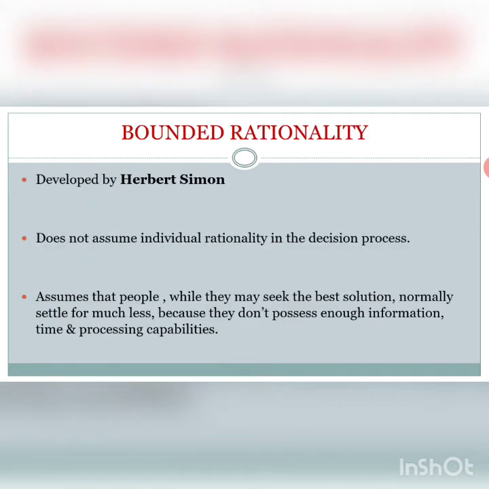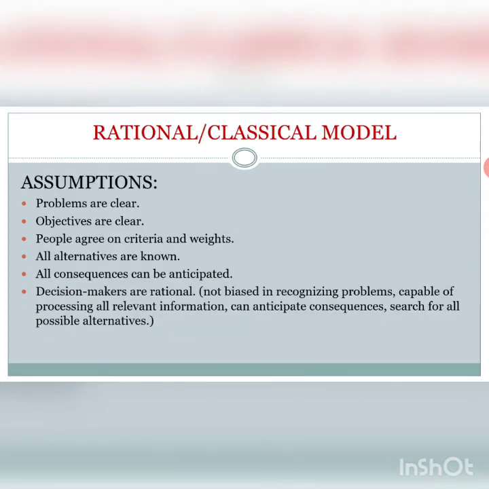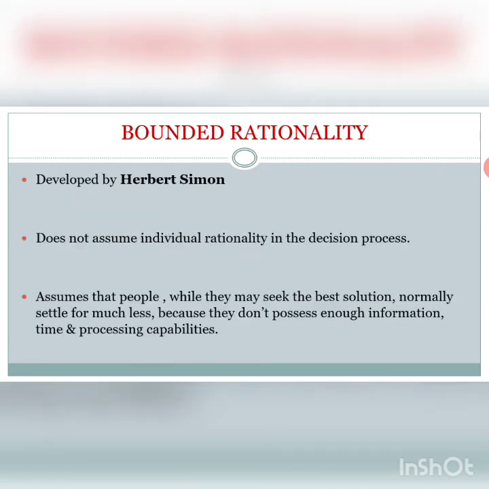Then we come to bounded rationality. So this is quite opposite to the rational or classical model, where we are assuming that decision makers are often rational and problems are clear, objectives are clear, but this is often not the case in real life situations. So Herbert Simon came up with the bounded rationality model, where the assumption is that individuals may not be rational always.